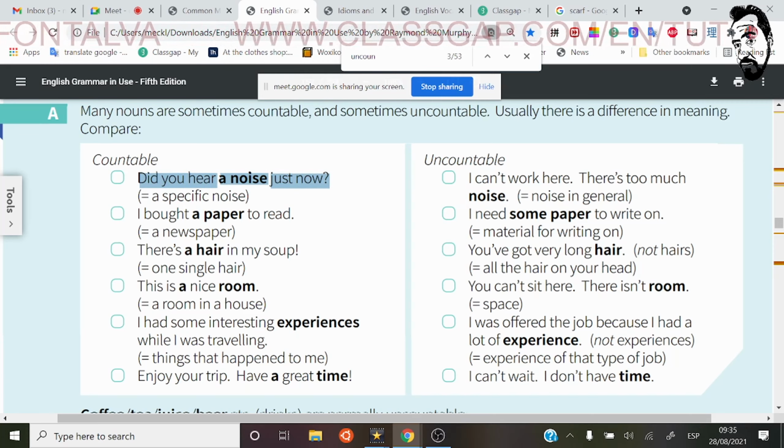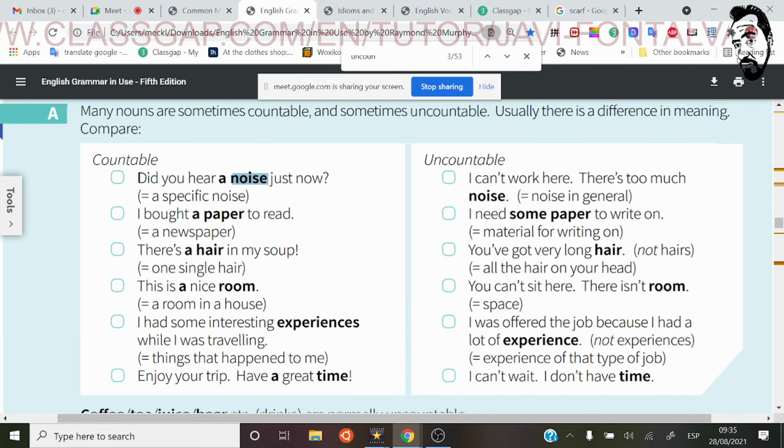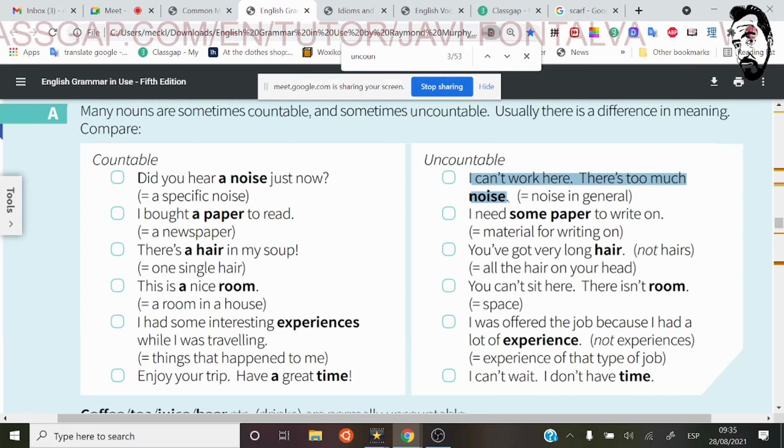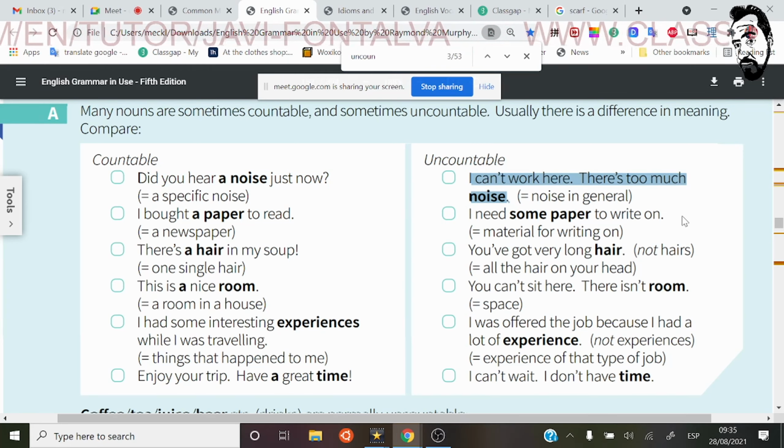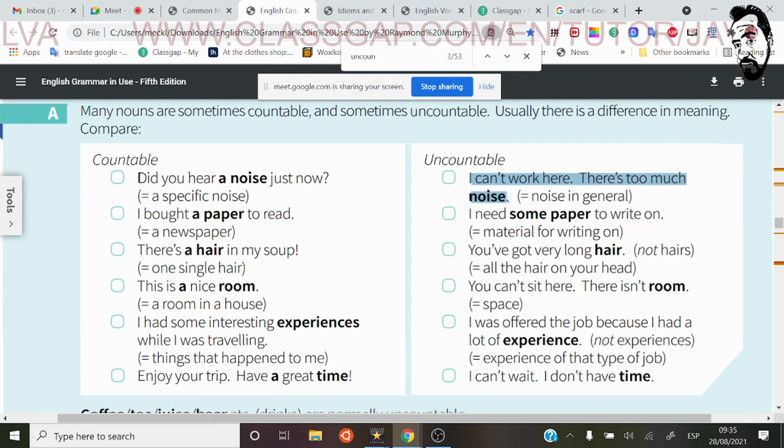Can I read this? Did you hear the noise just now? So, did you hear a noise? This is countable. Can you read this one? I can't work here. There's too much noise. So notice, when I mean a specific noise, it's countable. When I talk about noise in general, it's uncountable.